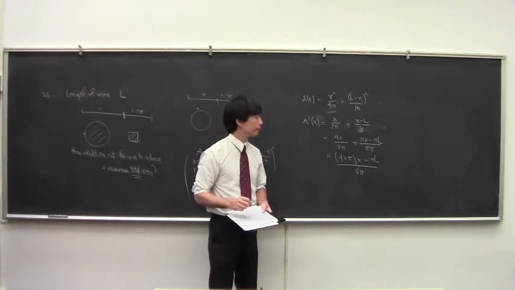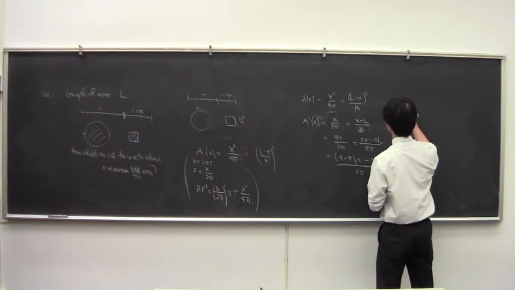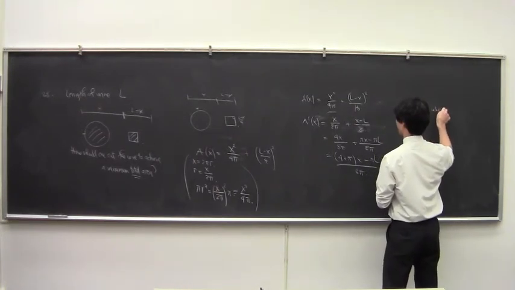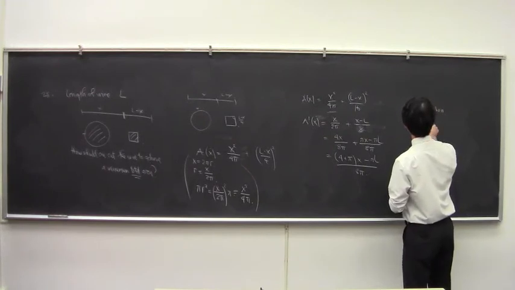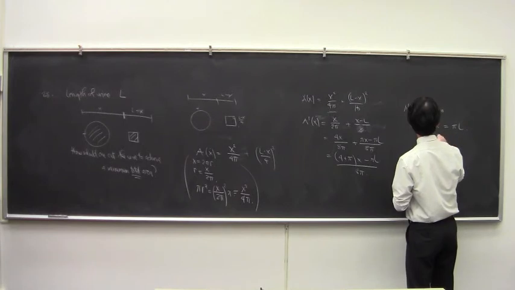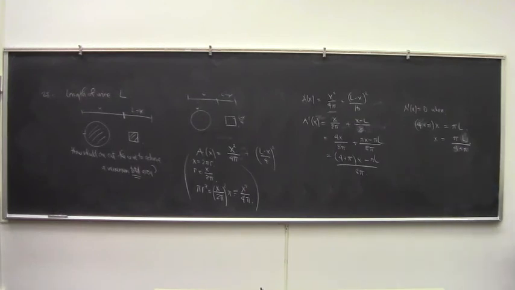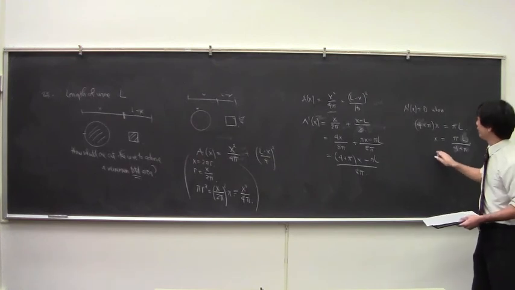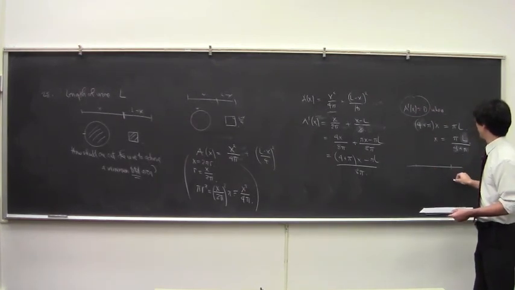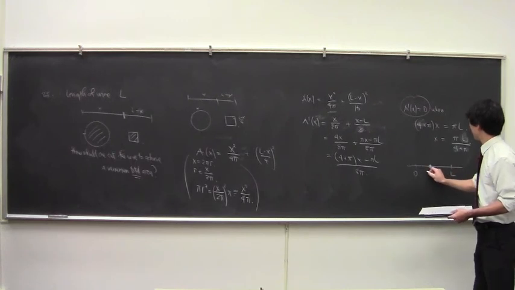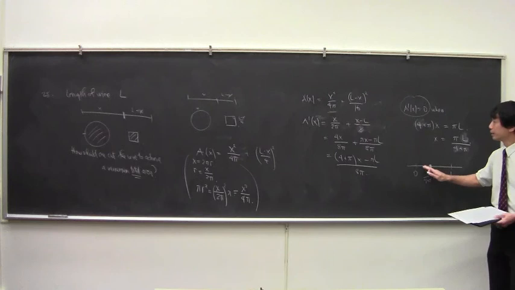Okay. And then setting that equal to 0, you see that A prime is 0 when (4 plus pi)x equals pi L, so x is going to be pi over 4 plus pi times L. Right, so that's the place where the derivative is 0.